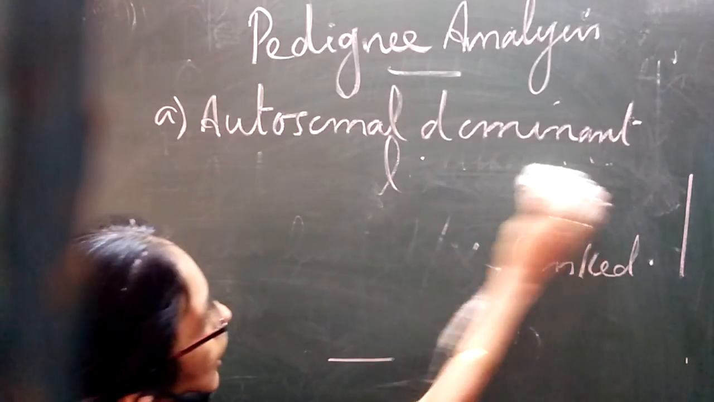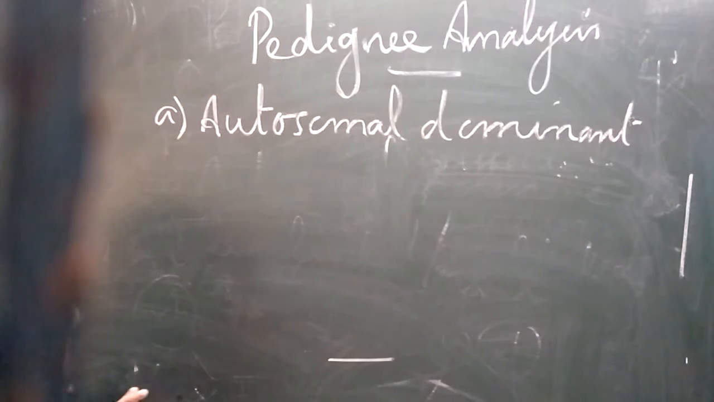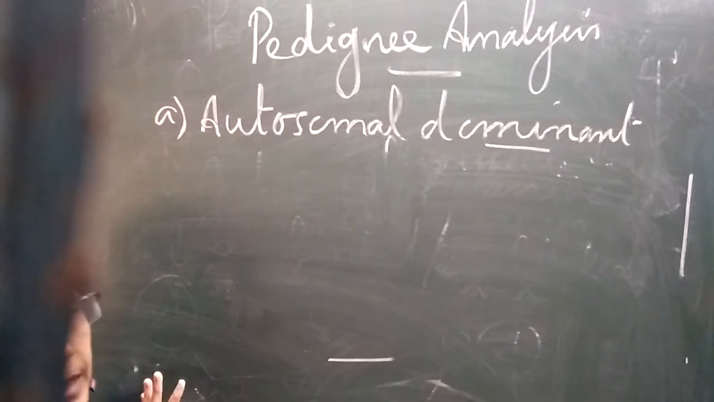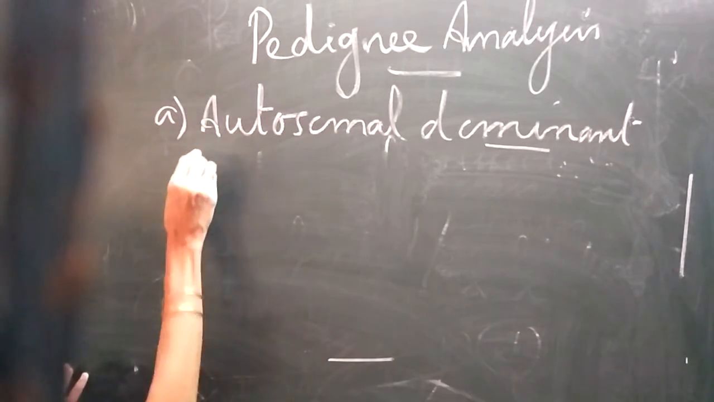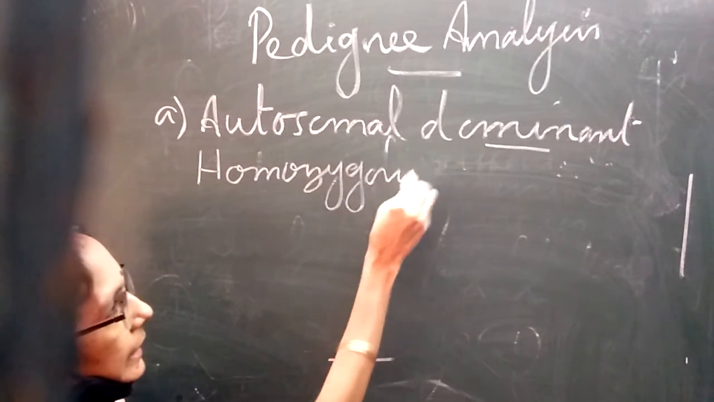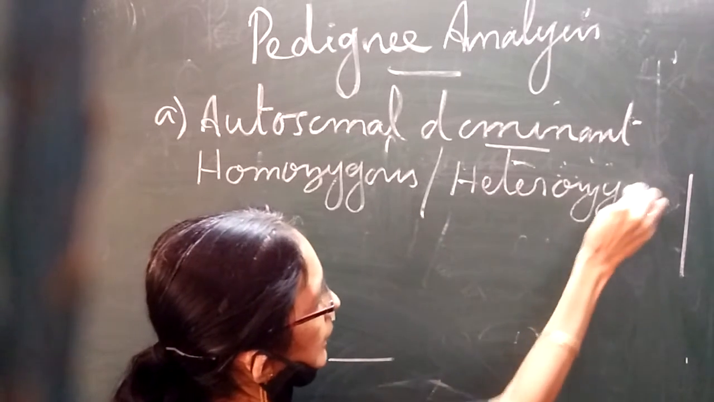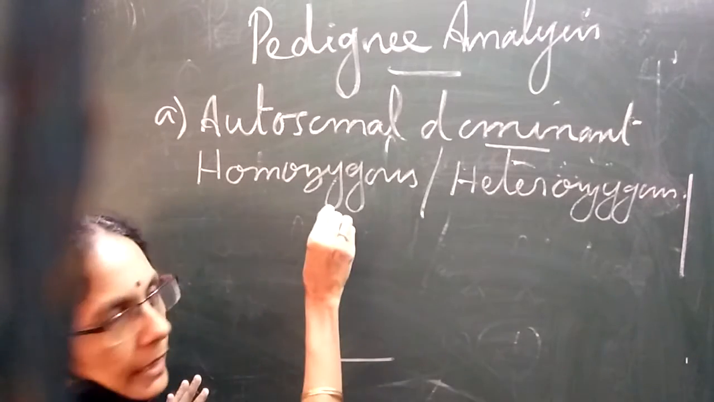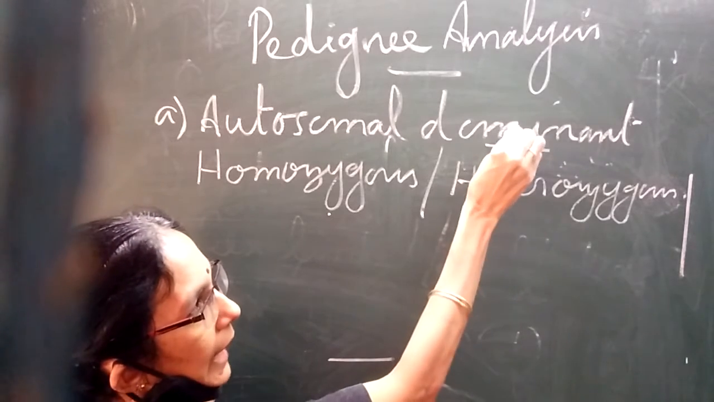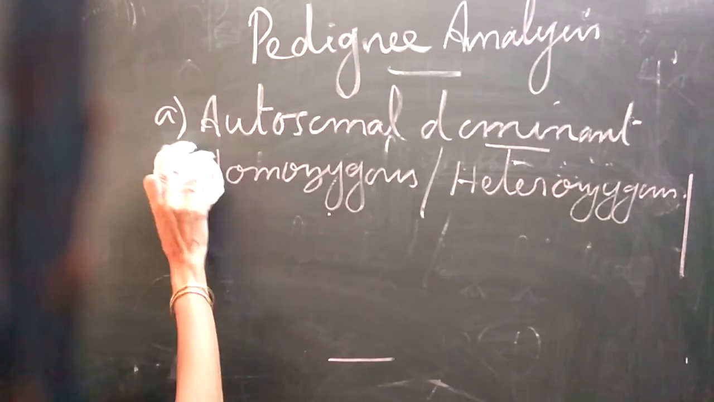So first let us take autosomal dominant disorder. Here the disorder is caused by a dominant gene, and you know very well that a dominant gene can express itself both under homozygous as well as under heterozygous condition, because the allele is dominant. So what are all the rules to identify?